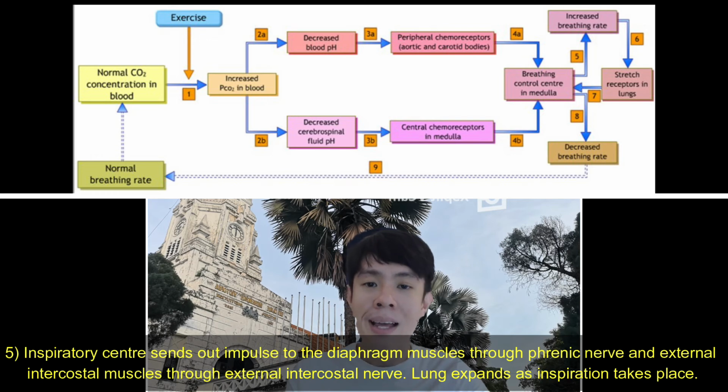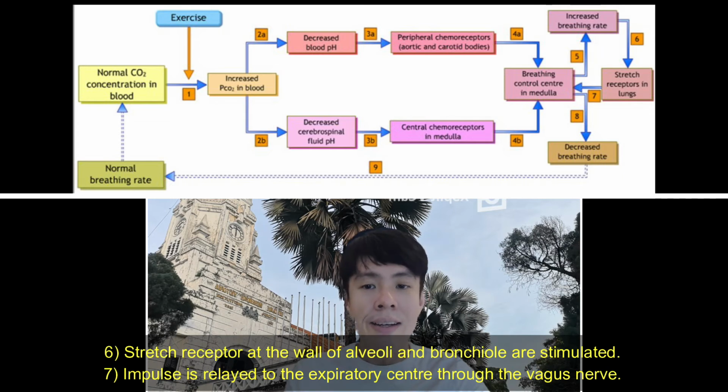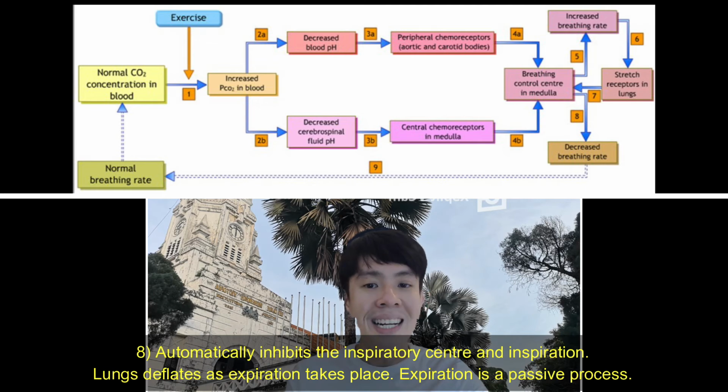Lungs expand as inspiration takes place. Then, stretch receptors at the wall of alveoli and bronchioles are stimulated. Impulse is relayed to the expiratory center through the vagus nerve. Automatically inhibits the inspiration center and inspiration.